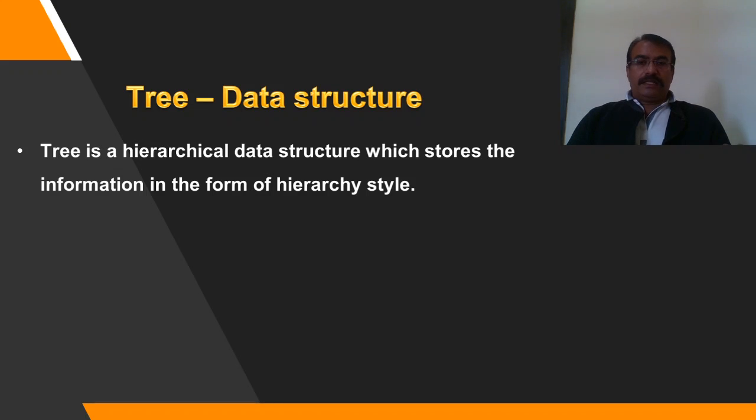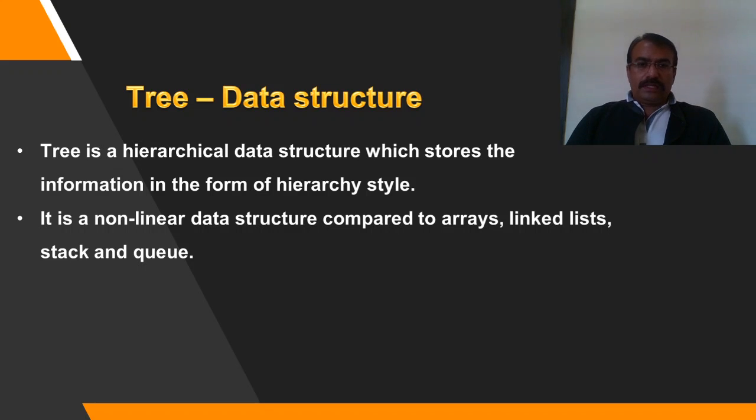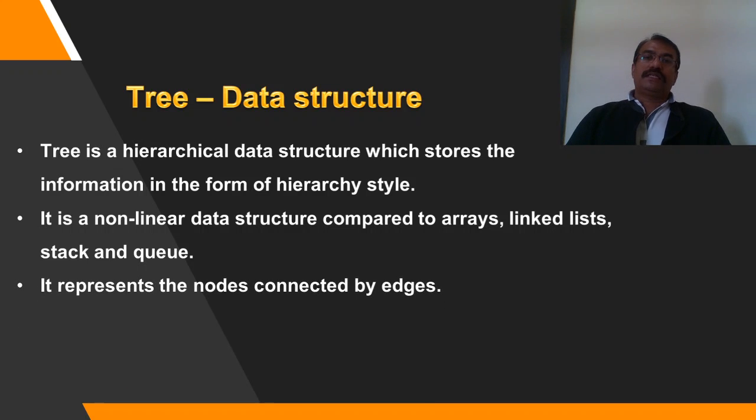A tree is a hierarchical data structure which stores information in the form of a hierarchy. In a hierarchical level, in a labeled format, it is going to store the data. It is a non-linear data structure compared to arrays, linked lists, stacks and queues, which we have seen already. It represents nodes connected by edges. Whatever data we are storing will be stored as nodes, and those nodes will be connected to each other with the help of edges, the lines.